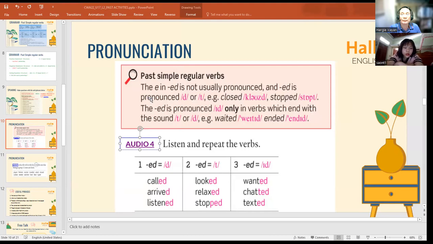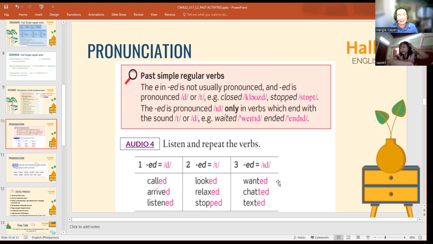Listen. Relax. Called. Arrived. Listened. Looked. Relaxed. Stopped. Wanted. Chatted. Texted.